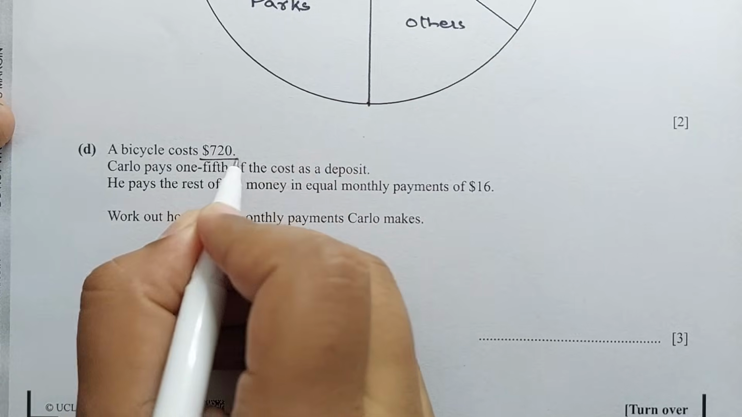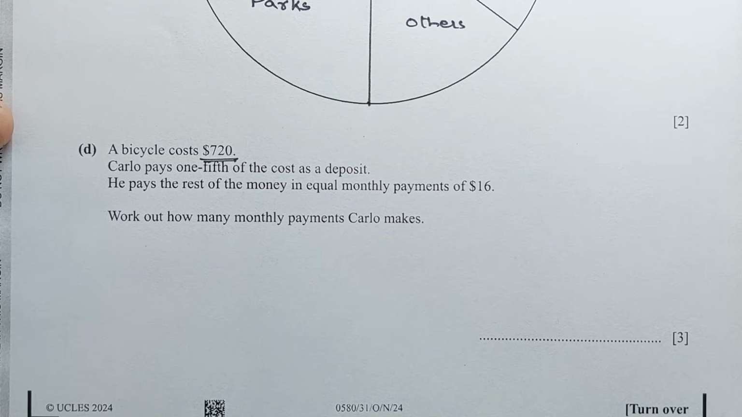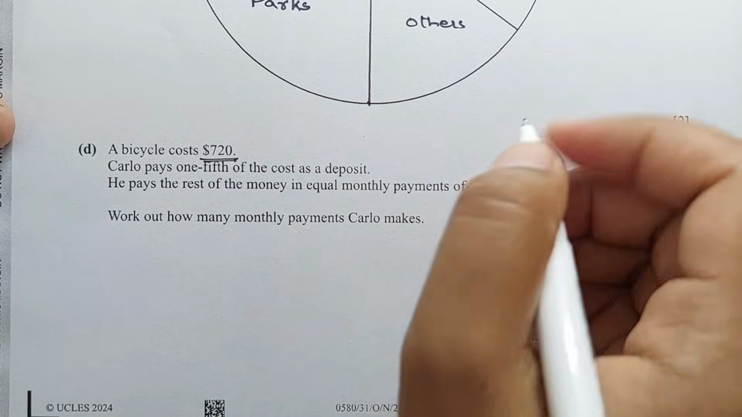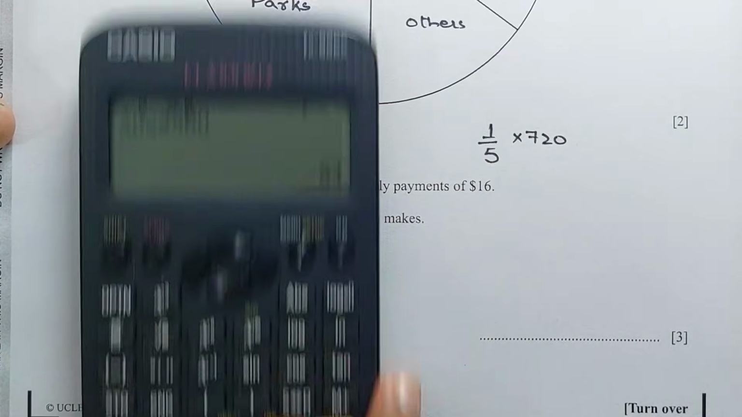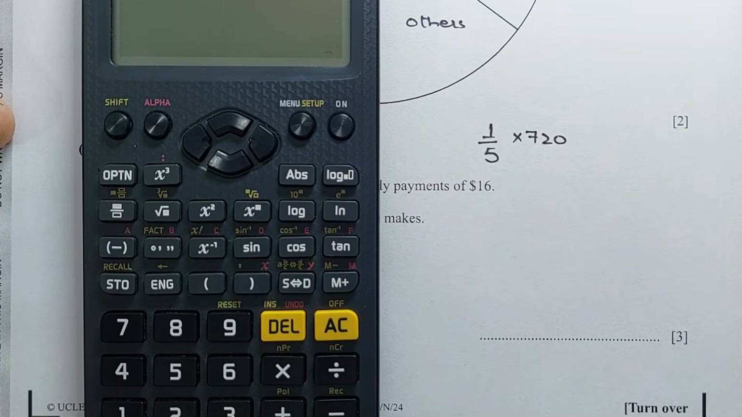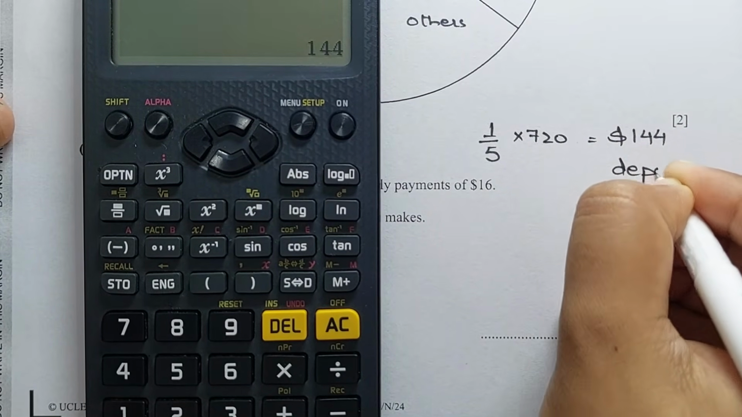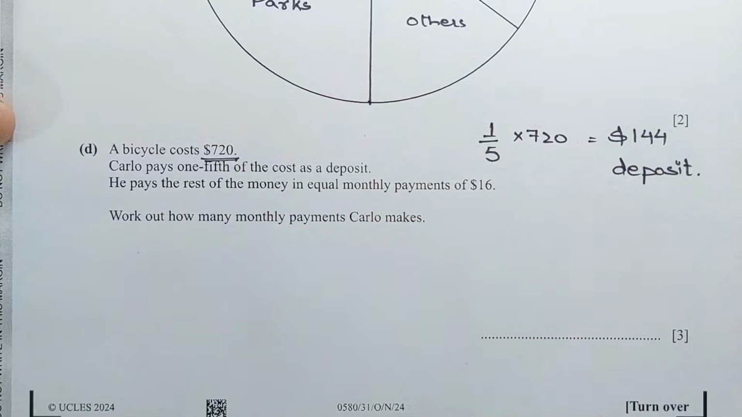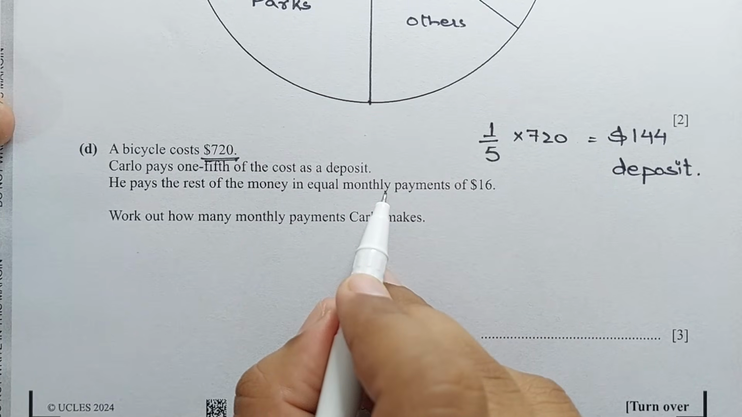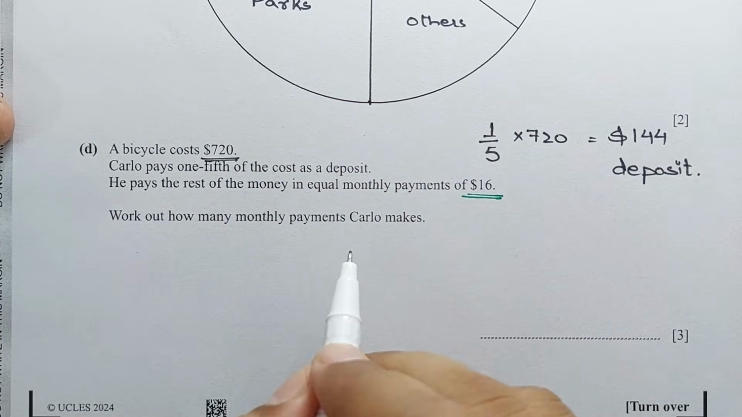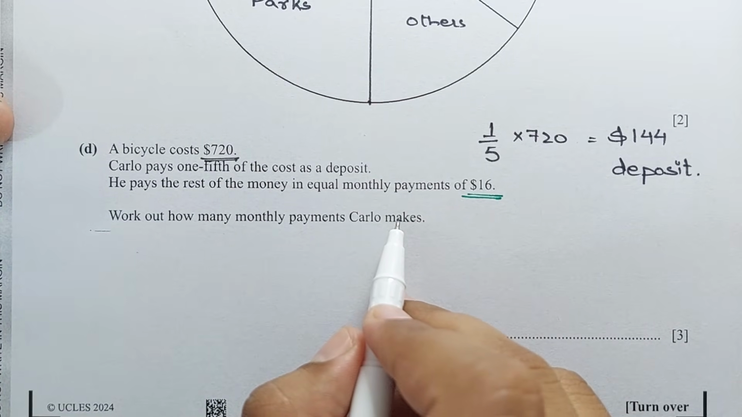A bicycle costs $720, one bicycle. Carlo buys it with 1/5 of the cost as a deposit. How much does he deposit? 1/5 of 720 is $144. This is the deposit. He pays the rest of the money in equal monthly payments of $16. Work out how many monthly payments Carlo pays.